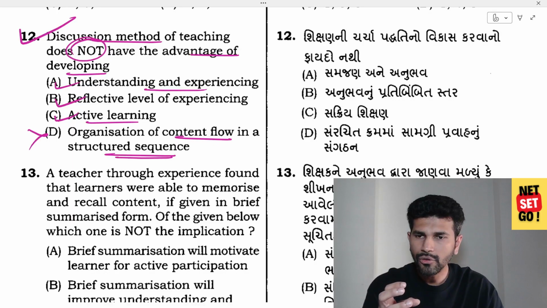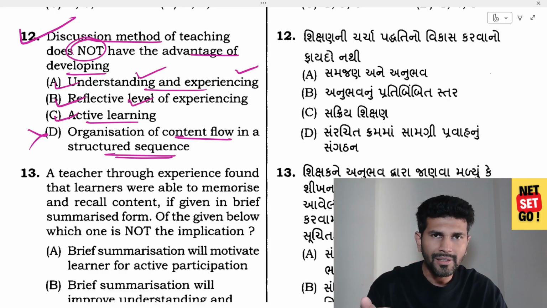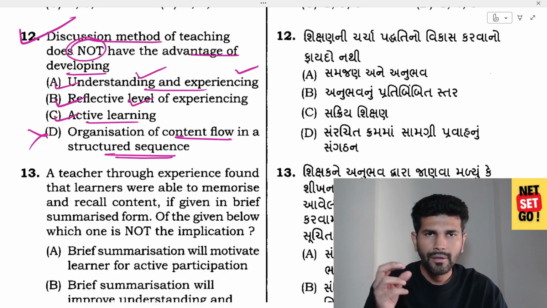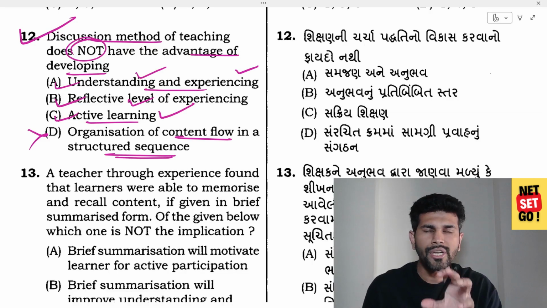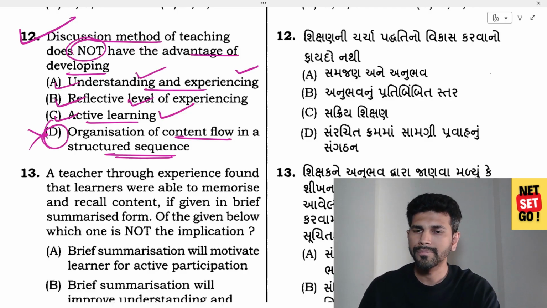no advantages. Discussion increases understanding and experience, knowledge is shared, reflective level of experiencing happens. Reflective level is the highest level of teaching and it covers brainstorming. Active learning is also correct but it does not cover strict structured sequence. So option D is correct answer.